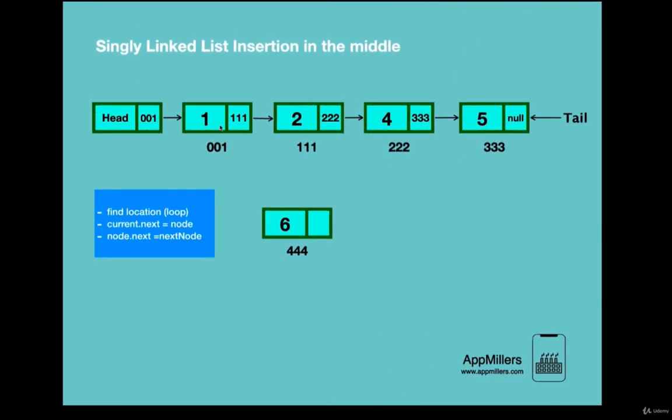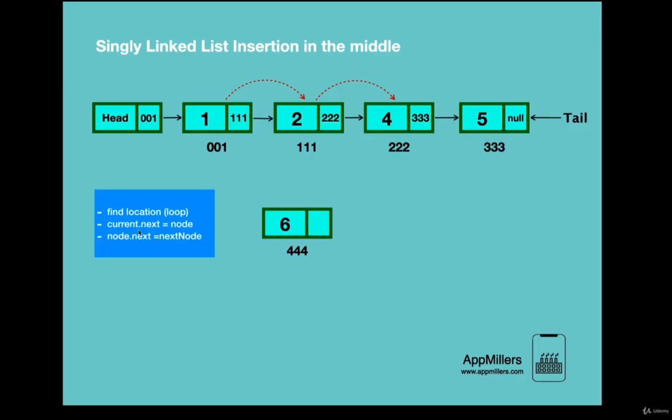So here again we have a sample single linked list like this. So we want to insert this newly created node after this node over here. So the first step in our algorithm, we need to find a location. So we will start the loop from the first node until we find the location that we want to insert. So in this case, as we said, we want to insert a new node after this node over here. So our current node is 4.